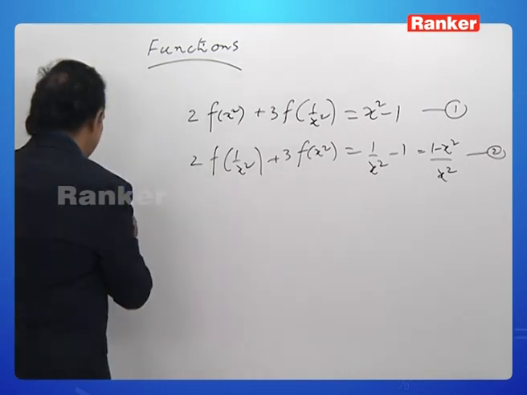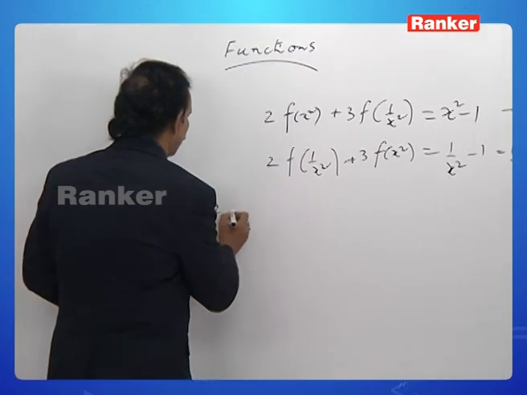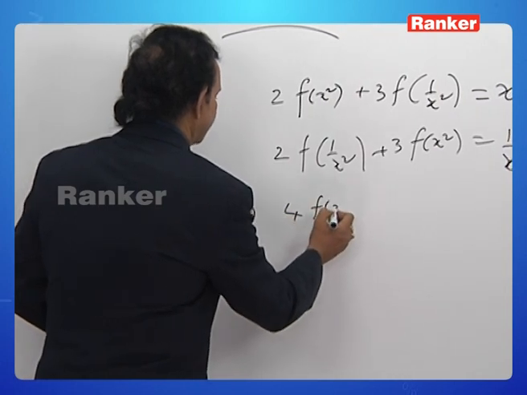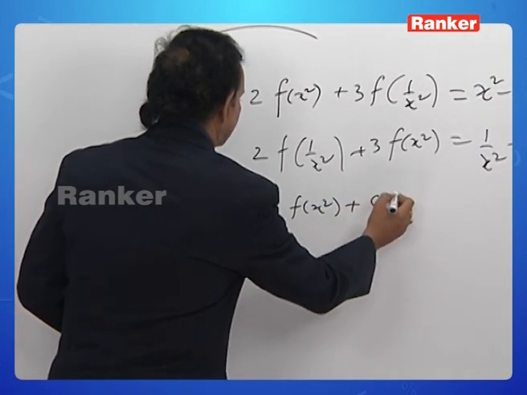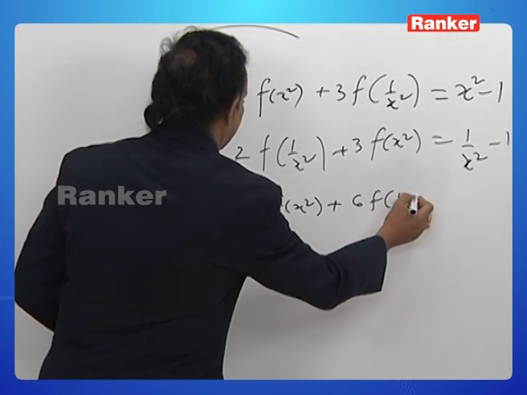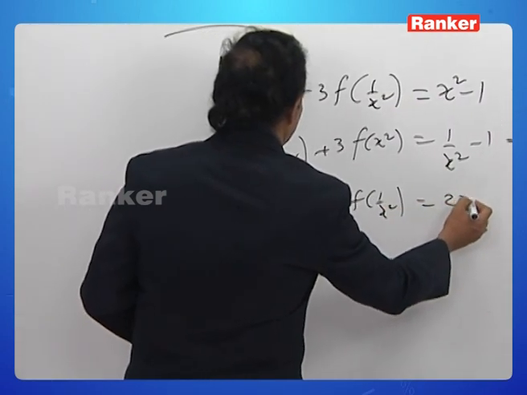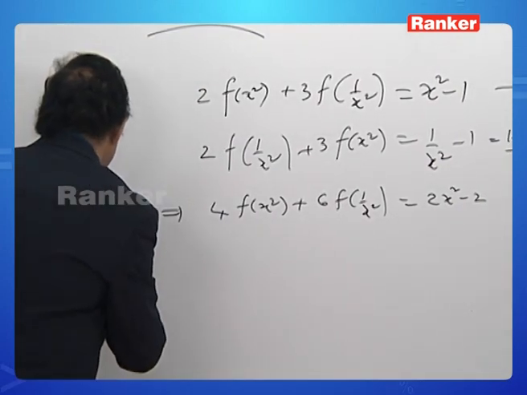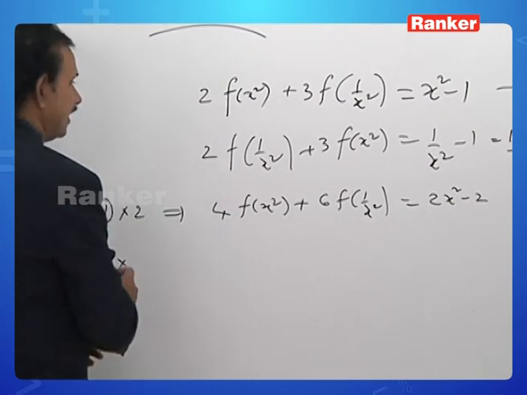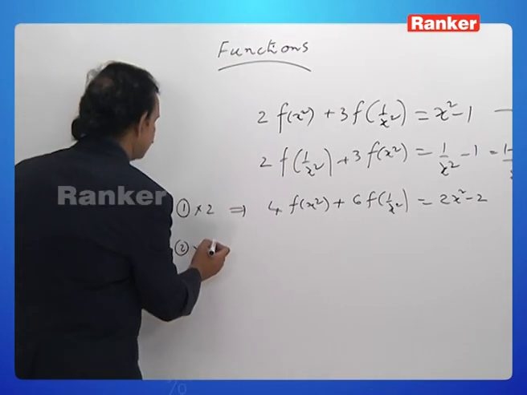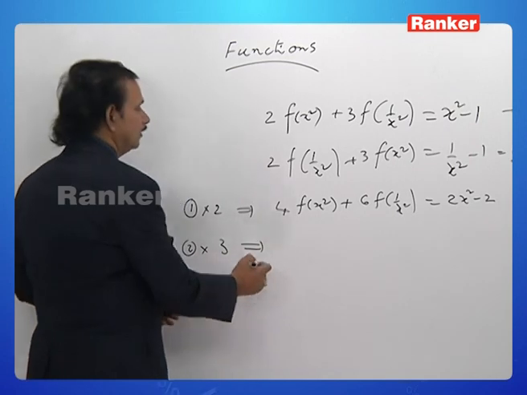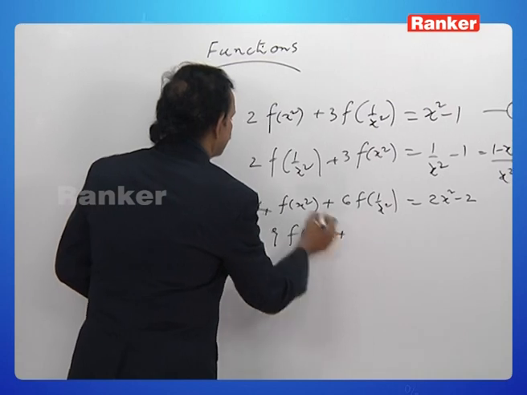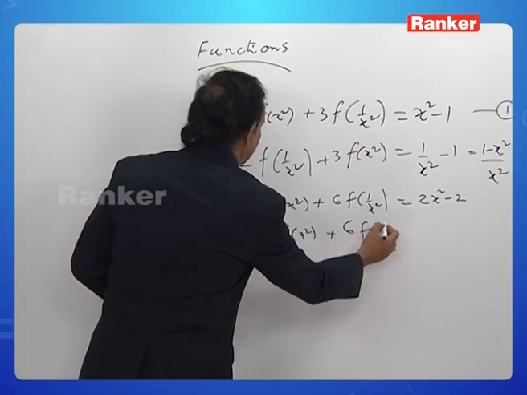That is, first equation into 2 implies, what are you going to have? 4 into f of x square plus 6 into f of 1 by x square is equal to 2x square minus 2. What are you going to do about the second equation? Multiply the second equation with 3. What do you have? 3 into 3, 9 f of x square. 3 into 2, 6 f of 1 by x square.